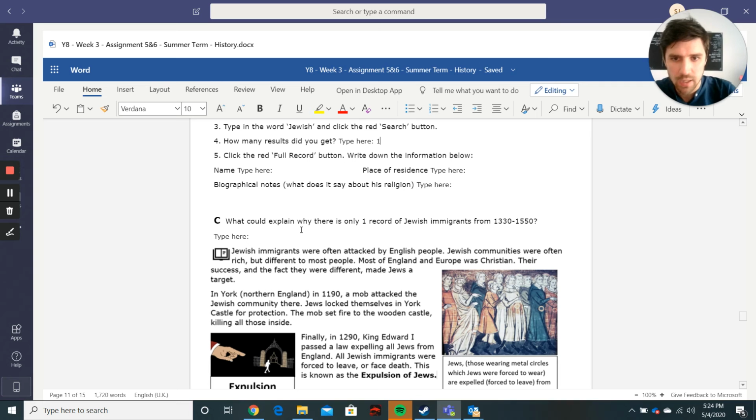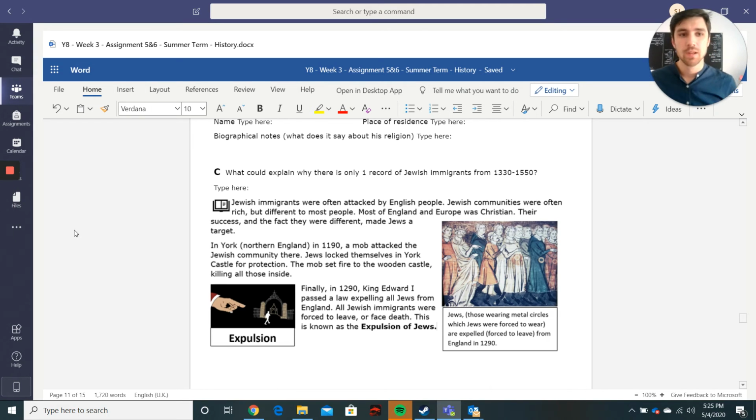And if you finish, think about that challenge question. Why is there only one record of Jewish migrants from 1330 to 1550? Pause the video here, complete all those tasks now. The answer I've given you lies in that text underneath. Read the text about the expulsion of the Jews. That means Jewish people being pushed, forced out of Britain, and why that happened in 1290. Read the text below. Pause the video, do that now.